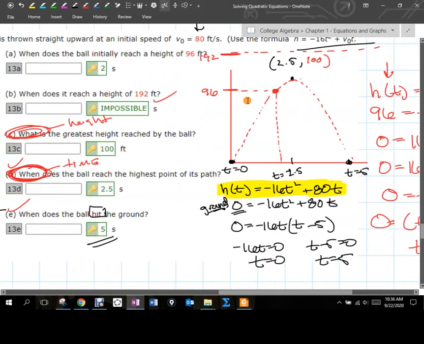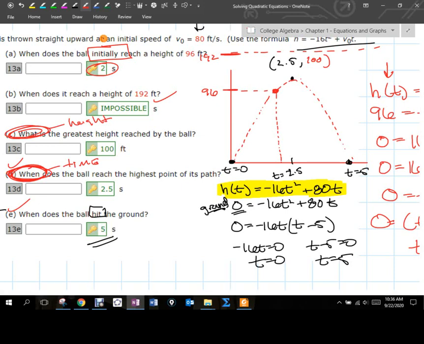Why do I answer this with just 2 seconds? Keyword right there: initially means the first one, right? So on the way up, it hit 96, and that was at 2 seconds. On the way down, at 3 seconds, it hits 96 again. That kind of make sense?